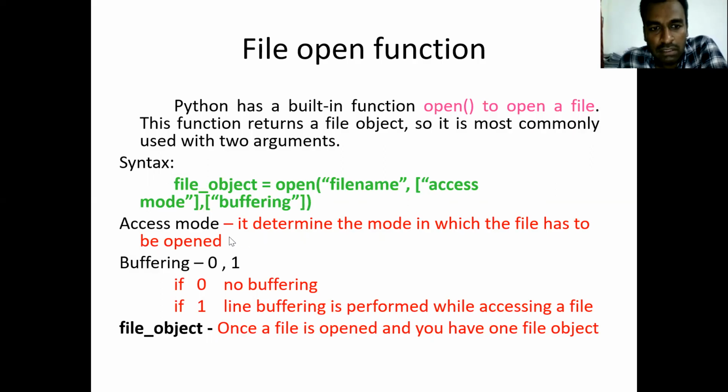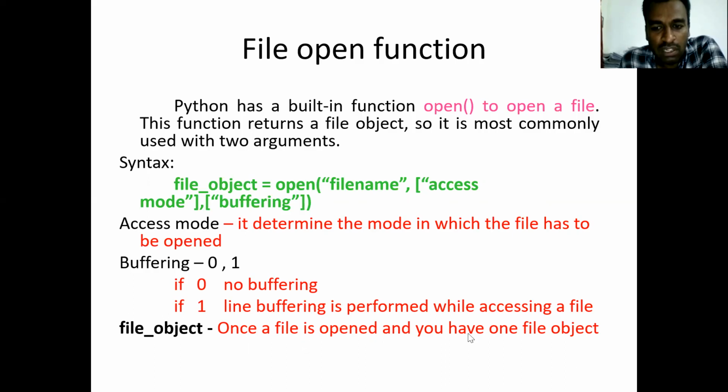So we have different access modes: read, write, or read and write. If you just give R, it opens only in read mode. Next one is buffering, 0 or 1. If 0, there is no buffering. If 1, line buffering is performed while accessing the file. These are the buffering options.